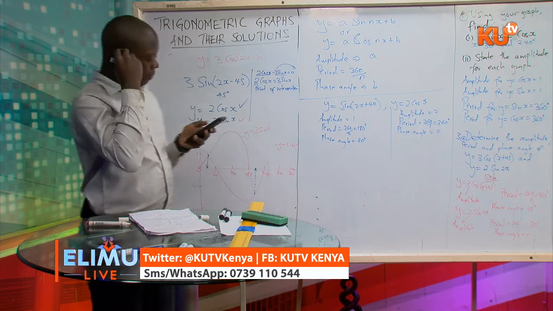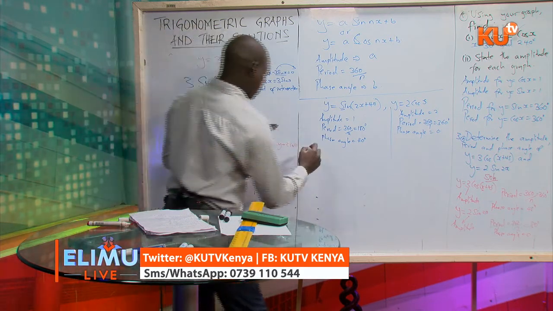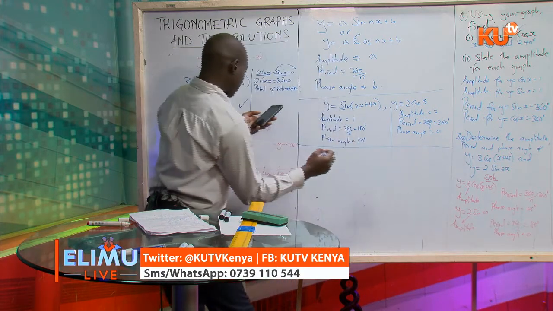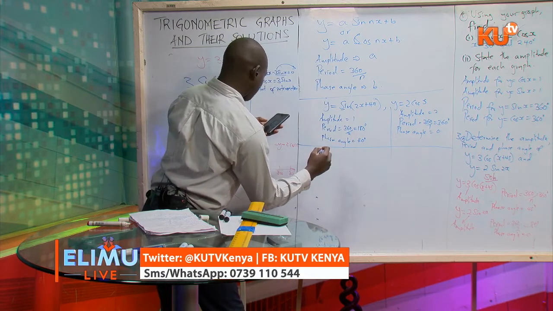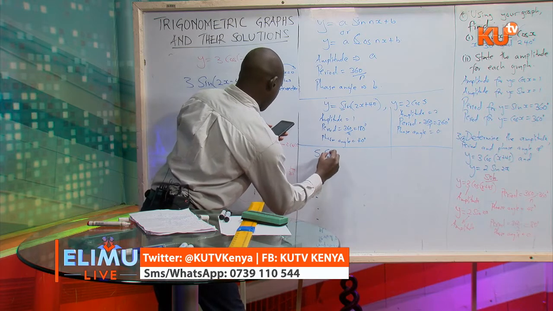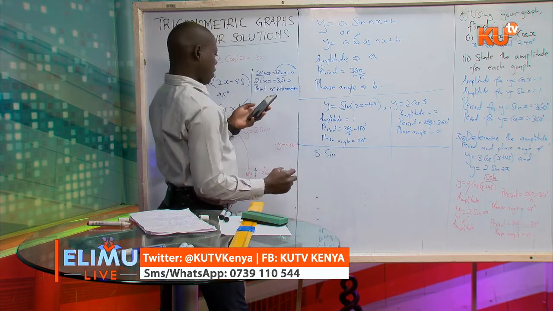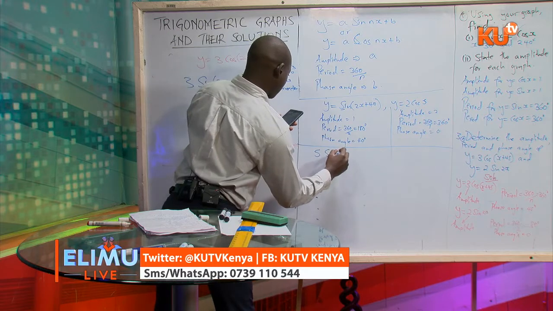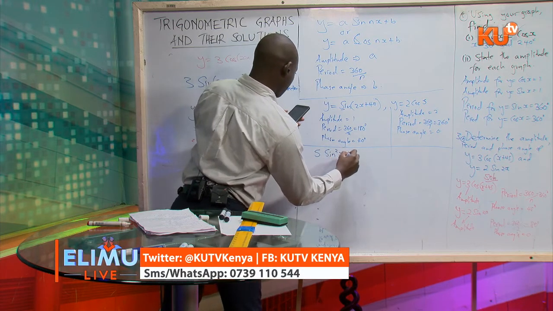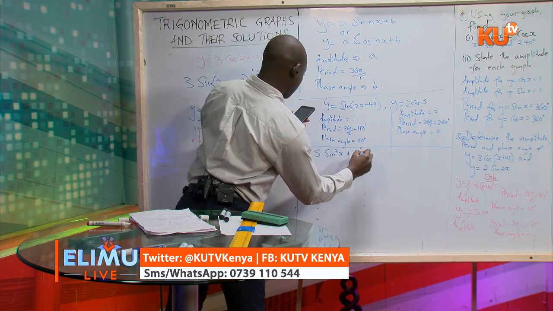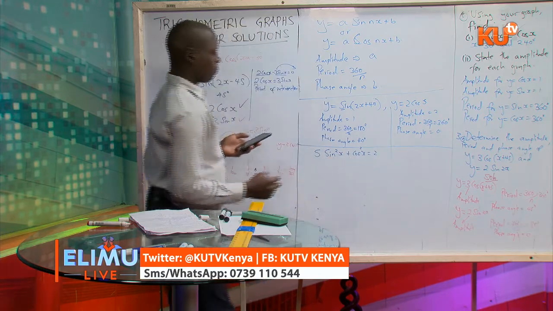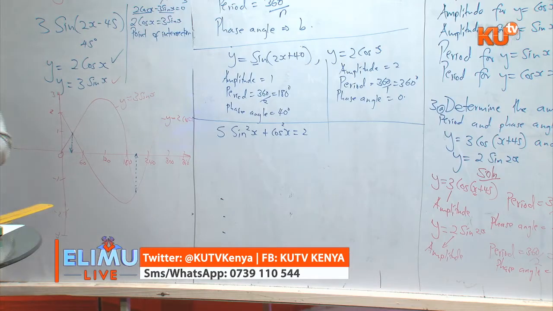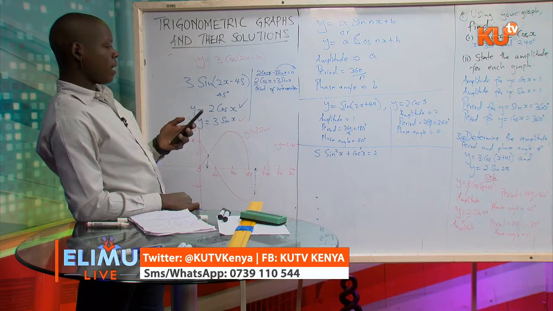So you are given... Emmanuel has a different aspect. We have 5 sine, I believe this should have been sine squared x plus cos squared x is equals to 2. His question is not about the graphs, but we are solving 5 sine squared x plus cos squared x is equals to 2.